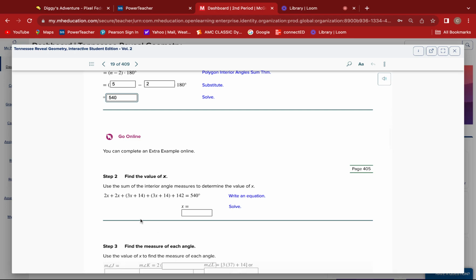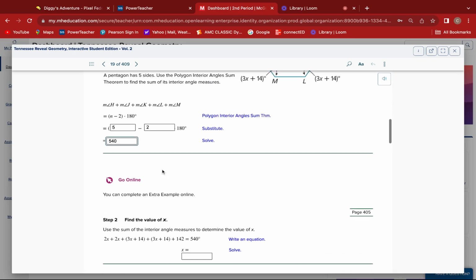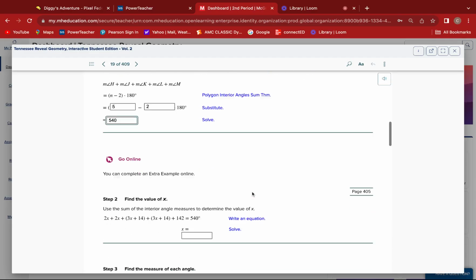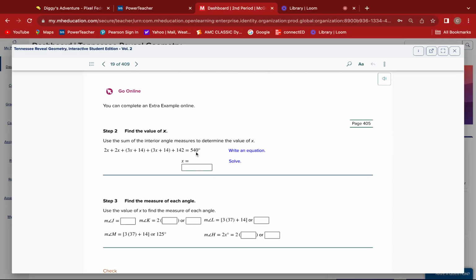All right, so in step number 2, it looks like they added all of the angles up. So 2x plus 3x plus 14 plus the other 3x plus 14 plus 2x plus 142 sets it equal to 540. And they don't leave us a lot of room to solve that.